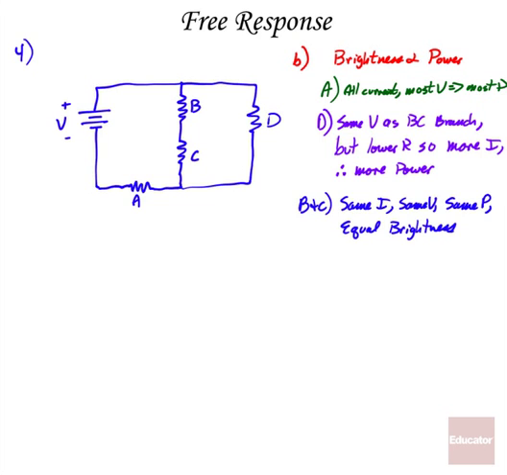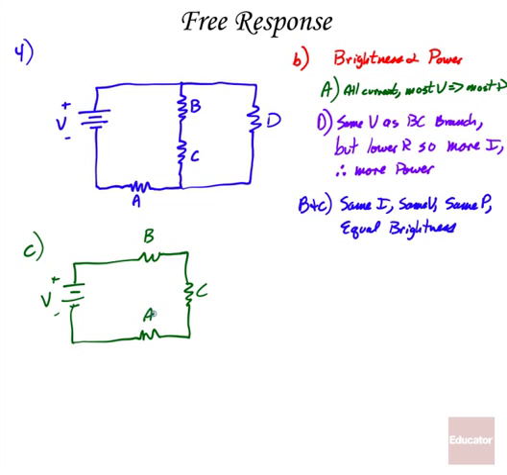Great. Moving on to part C, we're going to remove bulb D from the socket and describe what changes happen to bulb A. Well, let's redraw that where we pulled D out of here. So now we're going to have our voltage source, and our circuit's going to have B, C, and A. A simple series circuit.